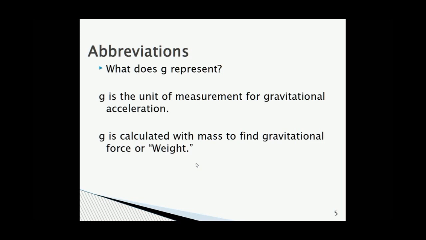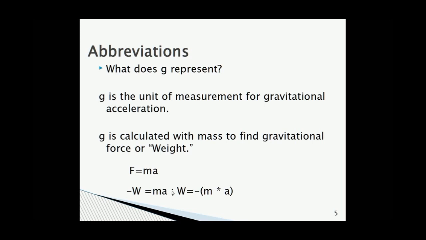Reiterated, G is calculated with mass to find gravitational force or weight, which is the force of the Earth on an object. Now, before we do an example, we are going to review some basic physics. Newton's second law of motion, to be precise, which states the net force is equal to mass times acceleration. We are going to use a variation of this formula. The negative weight force or force of the Earth on an object is equal to mass times acceleration.